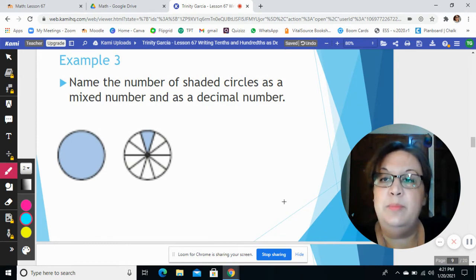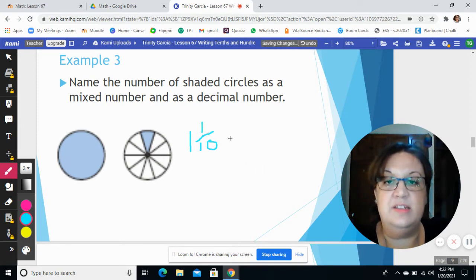All right, example 3. Name the number of the shaded circles as a mixed number and as a decimal number. Okay, so here we have one whole. So there's the first part of our number. And then 1, 2, 3, 4, 5, 6, 7, 8, 9, 10. So we know 10 is the bottom of our fraction, the denominator. And we only have one part shaded, so we're going to put a 1 there. There is our mixed number.